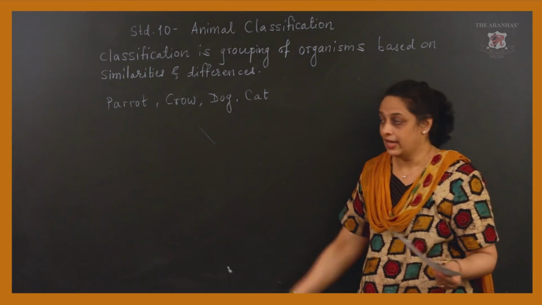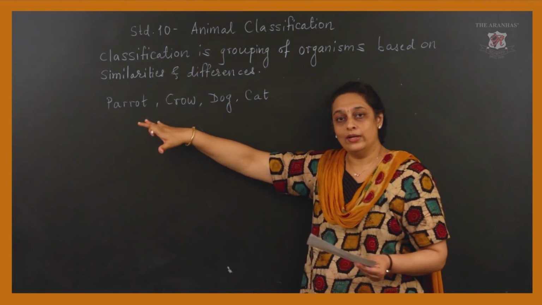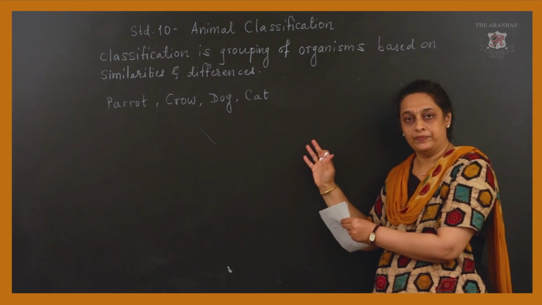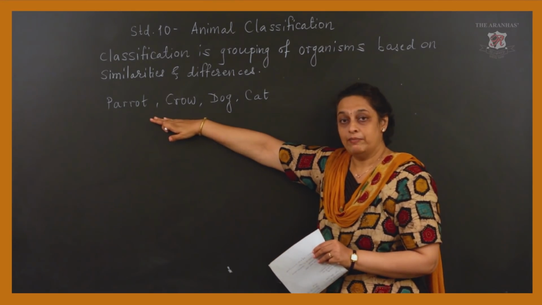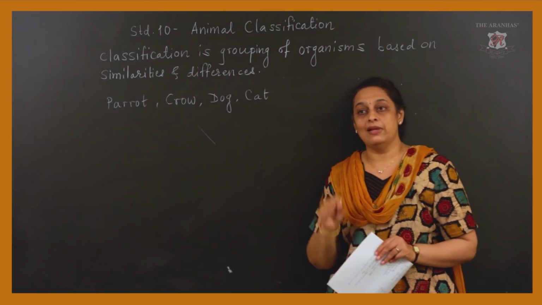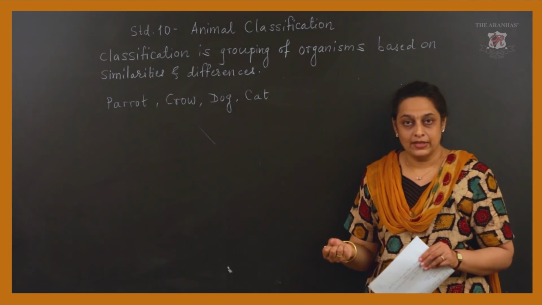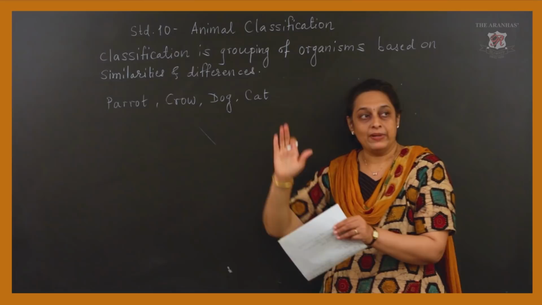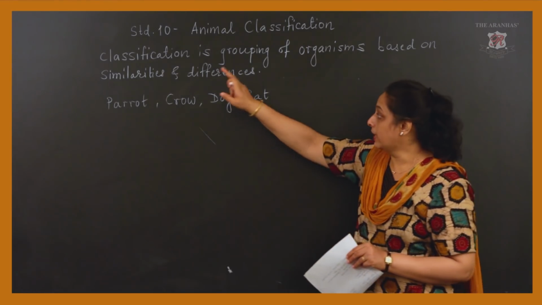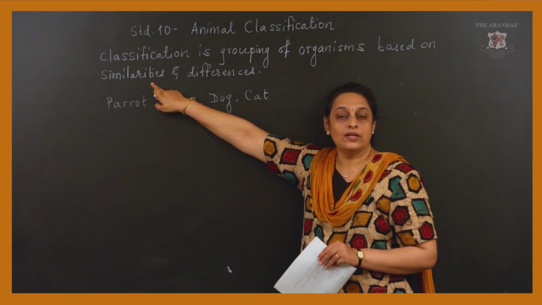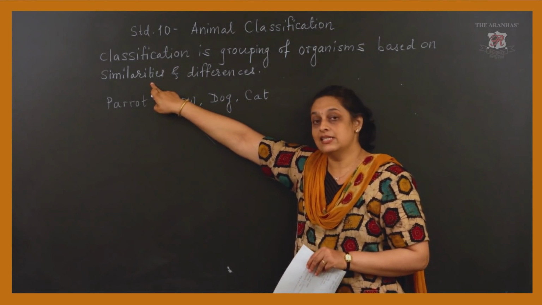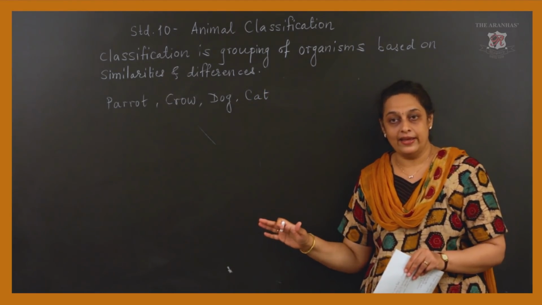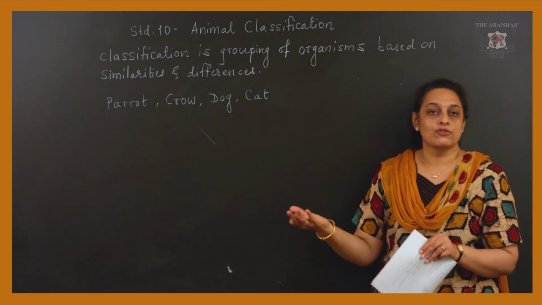So, obviously, I will put parrot and crow in one group, whereas dog and cat will be placed in another group. Why I have done this? Because parrot and crow have similarity, that is they can fly. For flying purpose they have wings. So parrot and crow I am placing together. So what I have done? I have taken into account the concept of similarity. What is the similarity between these two animals? They are aerial, they fly in air, and other characters are also similar.